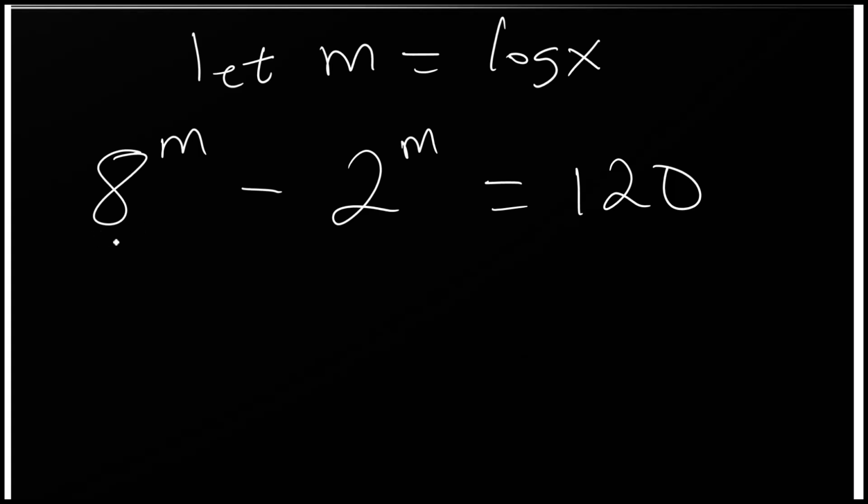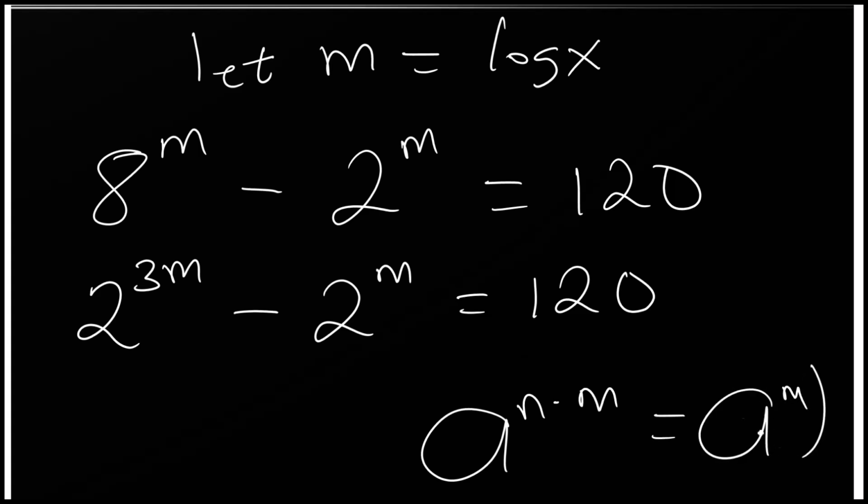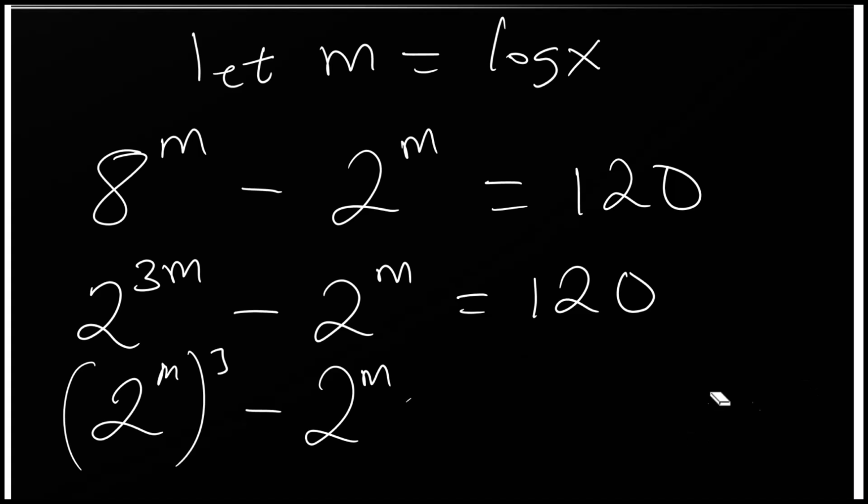Now let's change this 8 to 2 to the power 3. So 2 to the power 3 times m minus 2 to the power m equals 120. When we have 8 to the power m, it is the same as 2 to the power m all raised to 3. So we can say (2 to the power m) all raised to 3 minus 2 to the power m equals 120.